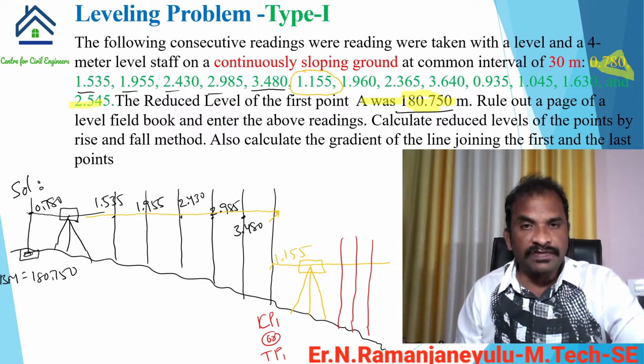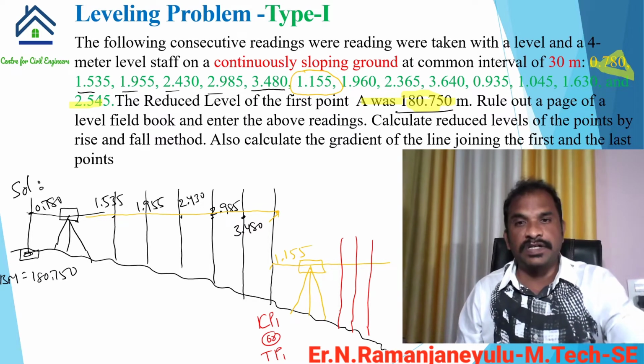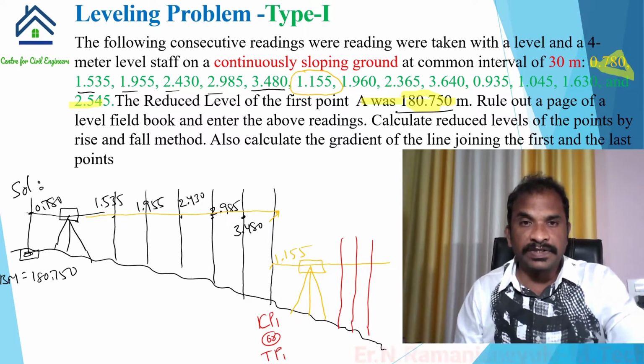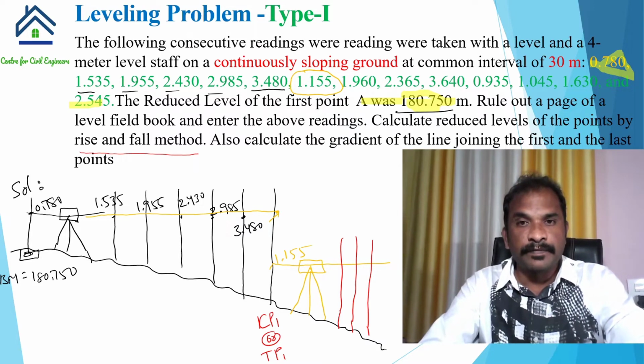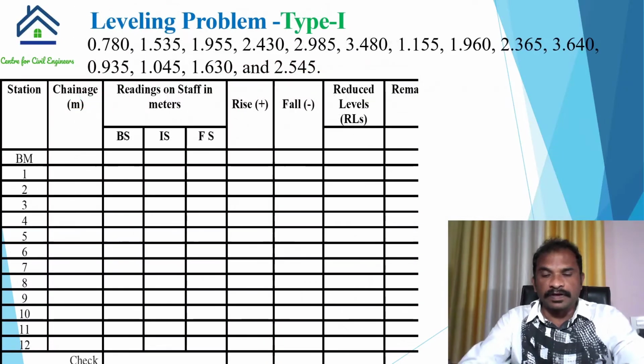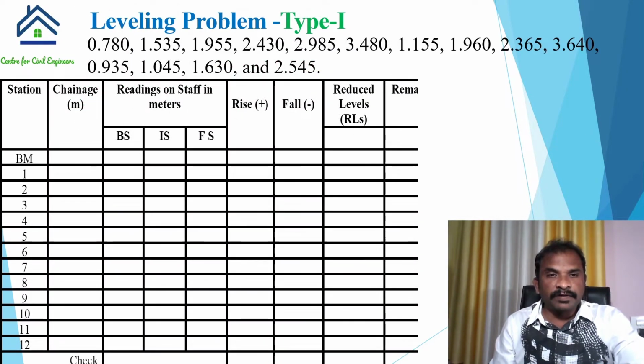Likewise, all these values were taken on the continuous sloping ground, and we have to enter these values in the tabular form in the first method, that is the rise and fall method. We'll see how to enter them in the given tabular form. Here, this is the given tabular form. Actually, I have drawn it in advance. This is the station column. Station is nothing but the point where the staff is placed, not the instrument. Where the staff is placed, that is the station.